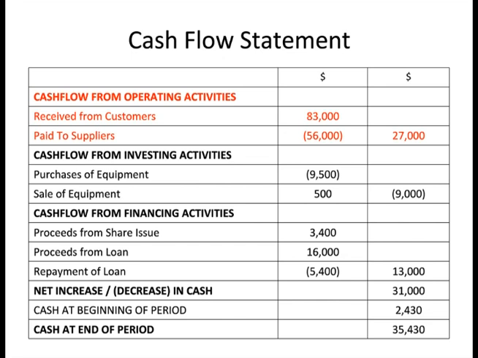The company received $83,000 from customers for goods or services delivered by the company. The company paid $56,000 to suppliers in payment for goods or services received by the company from the suppliers. Net cash inflow from operating activities was $27,000 positive.